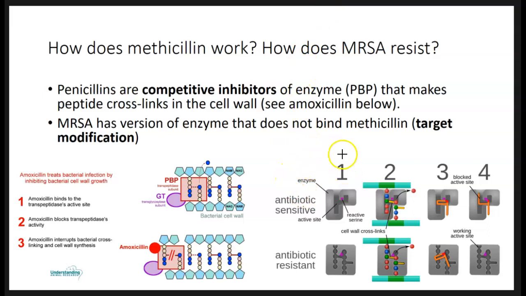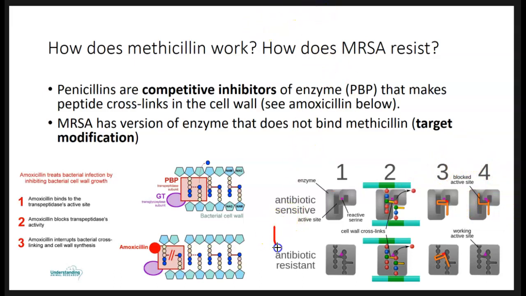So antibiotic sensitive Staphylococcus aureus, bacteria that are affected by those penicillin antibiotics, they have an active site that is able to chemically catalyze the formation of those peptide crosslinks. And the antibiotic methicillin and its derivatives are able to fit into that active site and block the chemistry from happening.